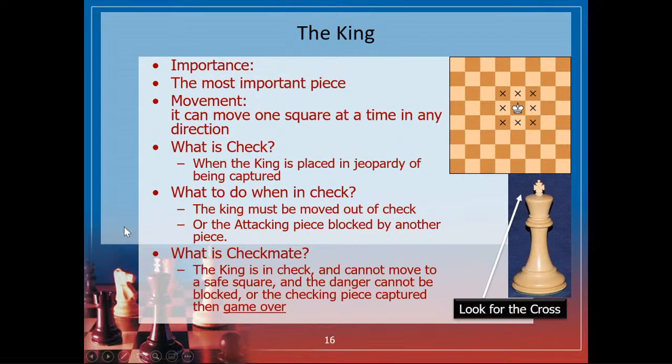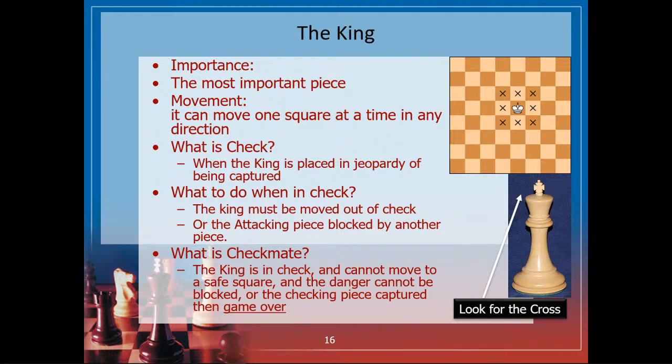Let's talk about the movement of the king. Importance: the most important piece. Movement: it can move one square at a time in any direction, just one square. What is check? When the king is placed in jeopardy of being captured. If your king gets captured, the game is over and the other player wins. If you capture the other player's king, then the game is over and you win.